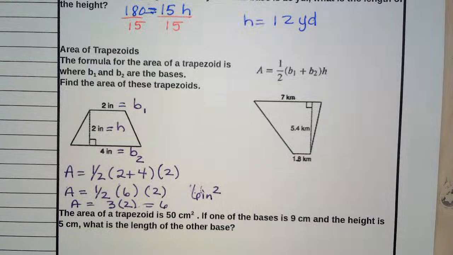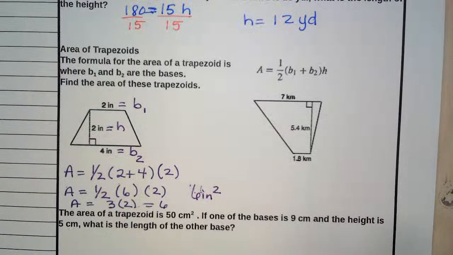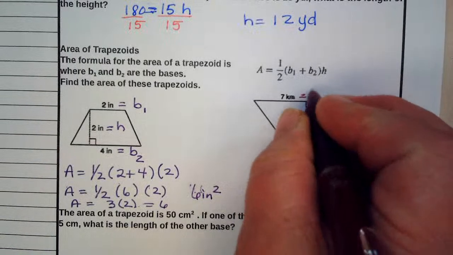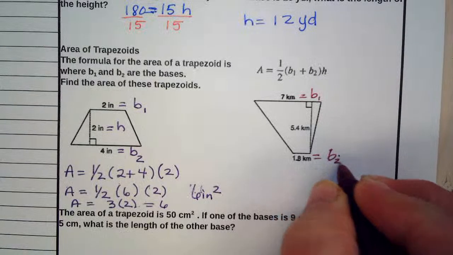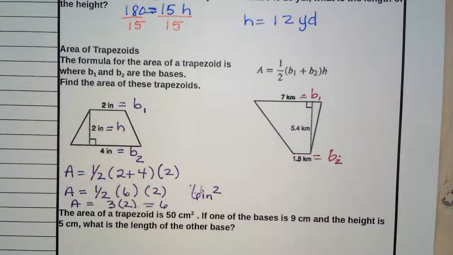Going to the next one. I'm going to pause the video and see if you can do the next one on your own. Did you identify your base 1? Did you identify your base 2? And then put it into the formula. We'll call this base 1. This will be base 2. And the last thing we have to know is our height.